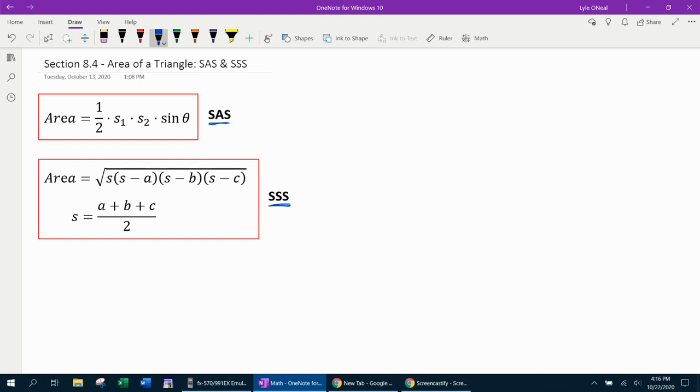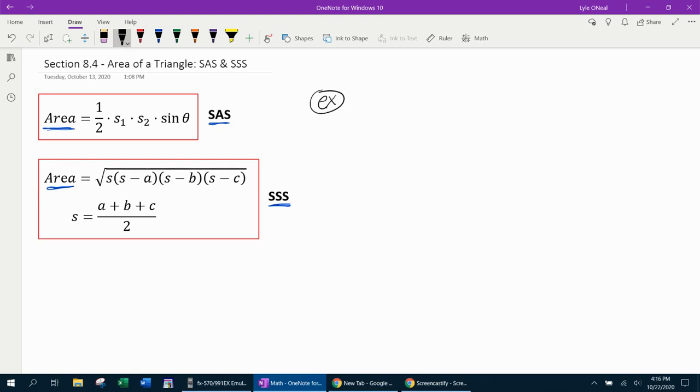And I'm just going to go ahead and tell you right off the bat, one of the big mistakes people make on a test is if they're given a side angle side, they may find the area when it actually says solve the triangle. So make sure you read the instructions and make sure that it asks for the area before you use one of these formulas. And with that said, we're just going to go ahead and jump into the examples.